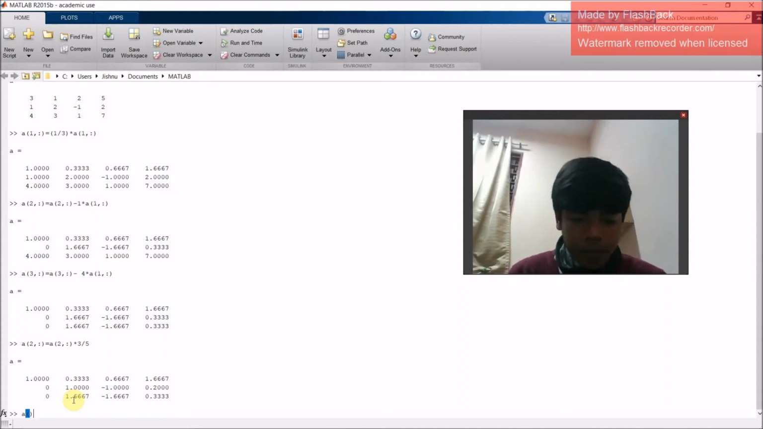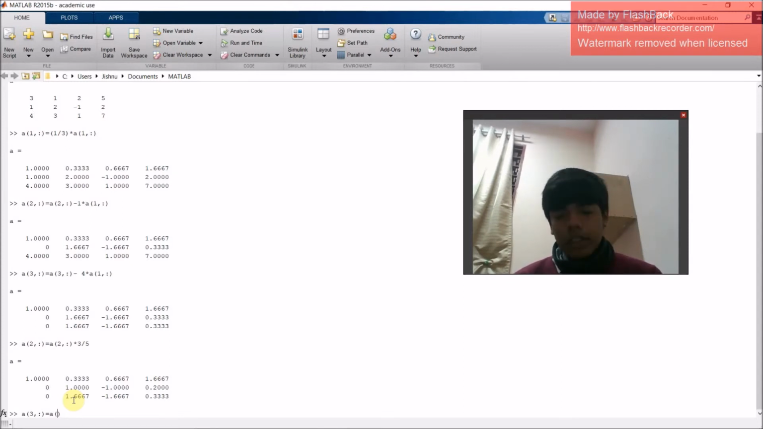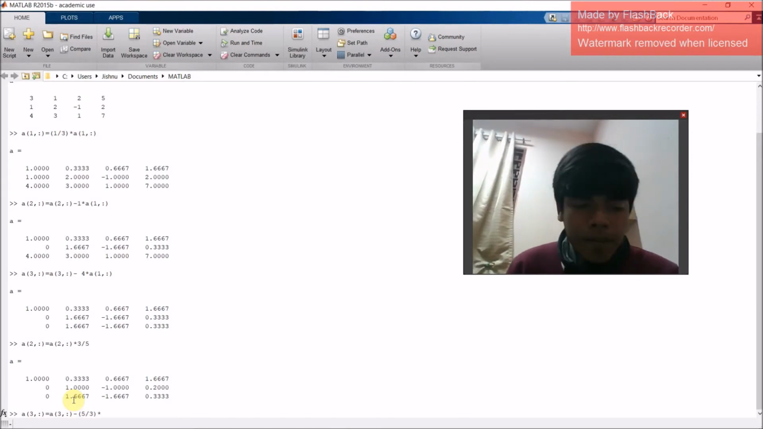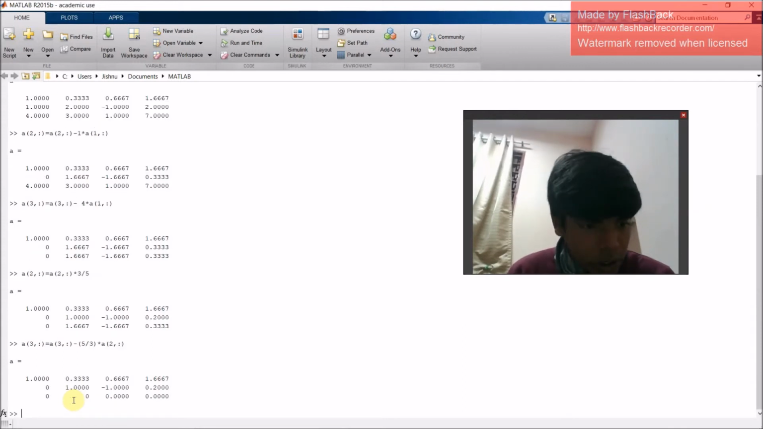So let's do that. 3 comma is equal to A, same thing, 3 comma colon, minus 5 by 3 times the second row, so A 2 comma colon. So what we should get is that.